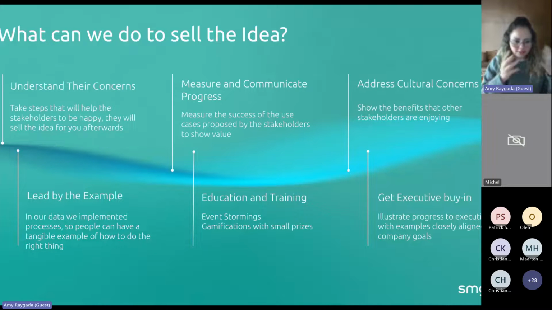Education and training. I also dedicated a lot of time to doing event storming sessions with the people that wanted to implement a domain, so they understand how it works.